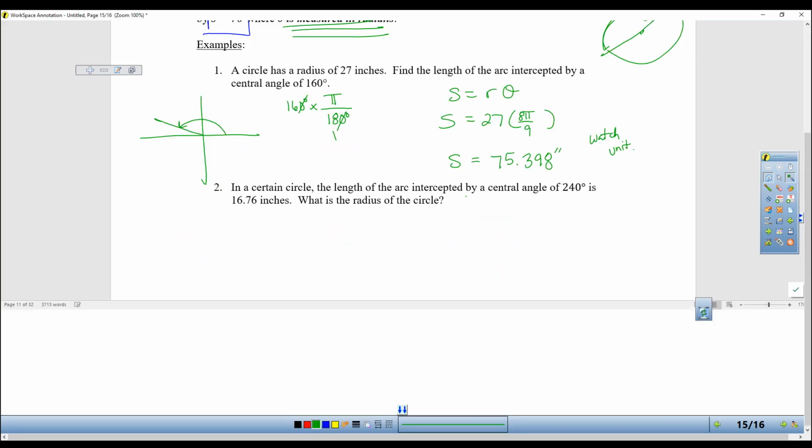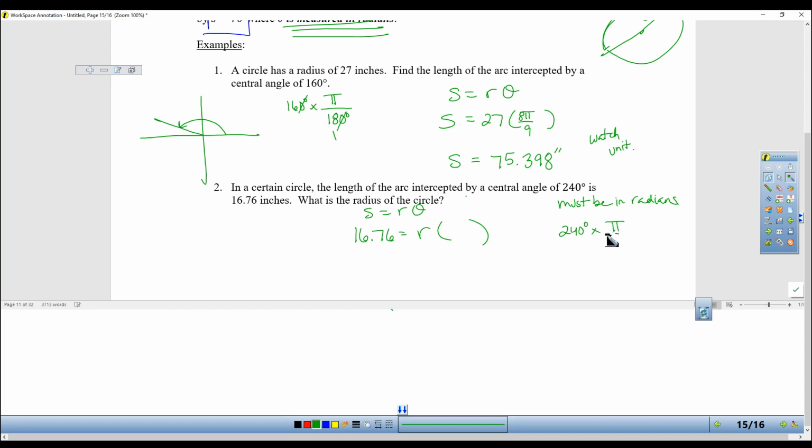Okay, next one. In a certain circle, the length of the arc intercepted by a central angle of 240 degrees is 16.76. So they're doing the opposite. This time in your s equals r theta, they're giving you the s. So just be careful which thing they're asking for. But again, theta must be in radians. Can't stress this enough. So 240 is on our unit circle. It's one of the ones that you're going to eventually know by heart. But in the meantime, you can always convert.